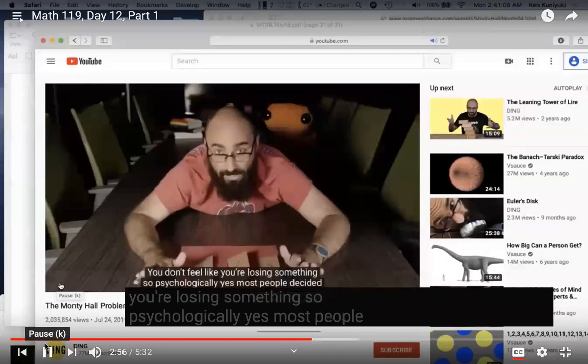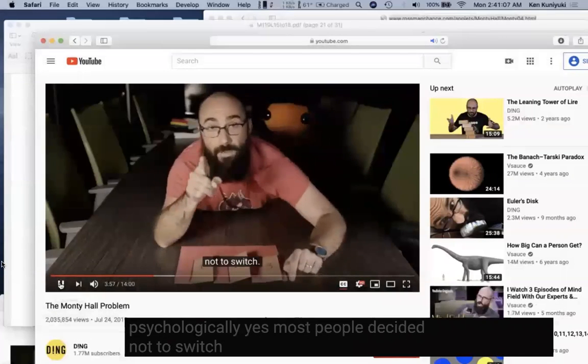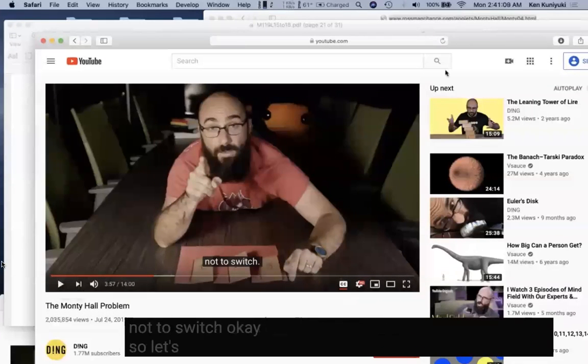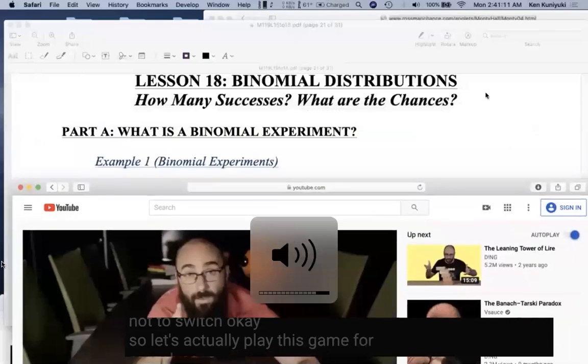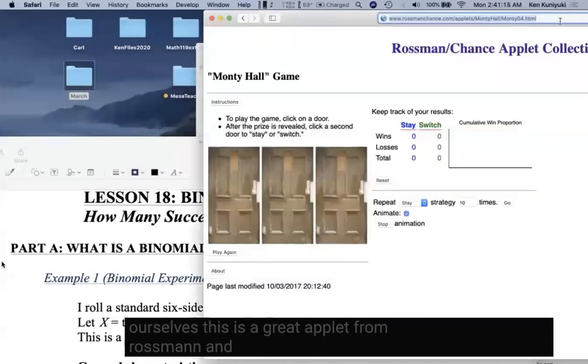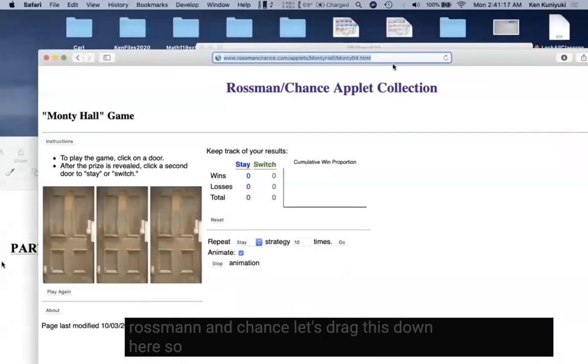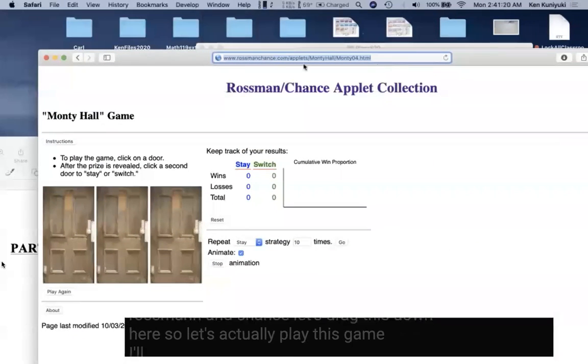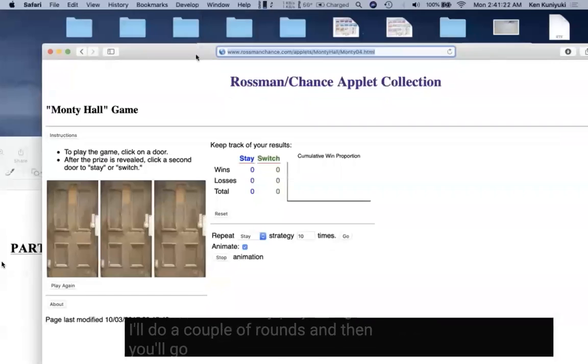Yes, most people decided not to switch. Okay, so let's actually play this game for ourselves. This is a great applet from Rossman and Chance. Let's drag this down here. So let's actually play this game. I'll do a couple of rounds and then you'll go ahead and play 18 of them on your own.